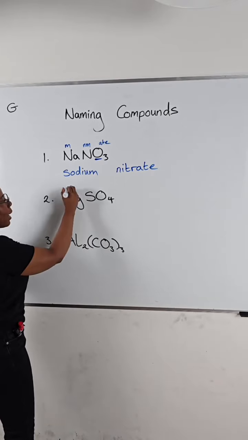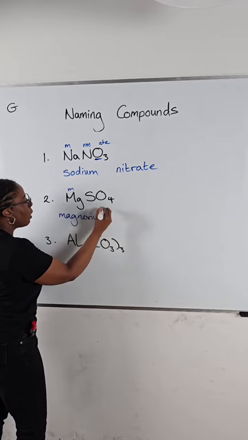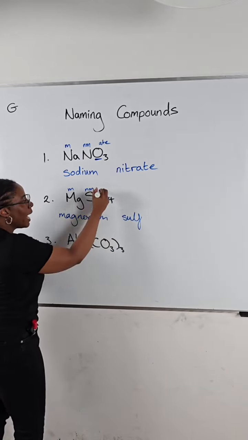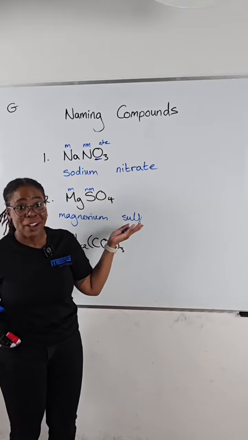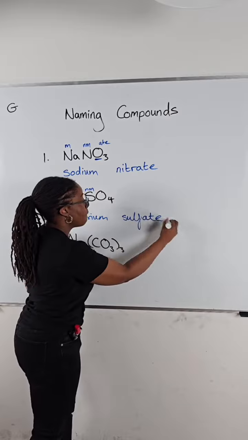For our next one, our metal is magnesium. Our non-metal is sulfur, but we have oxygen here. So instead of being sulfide, it's going to be sulfate.